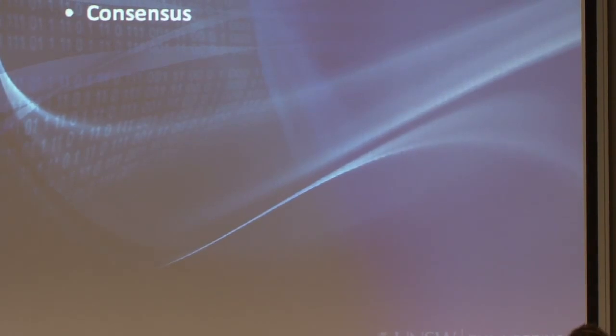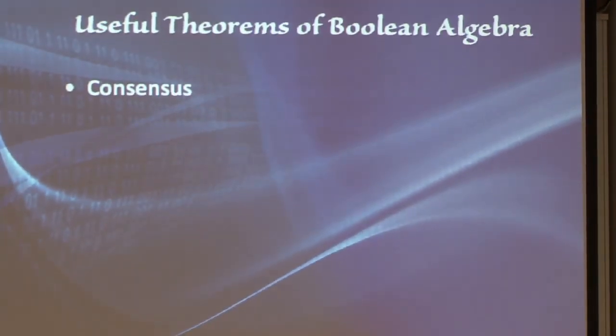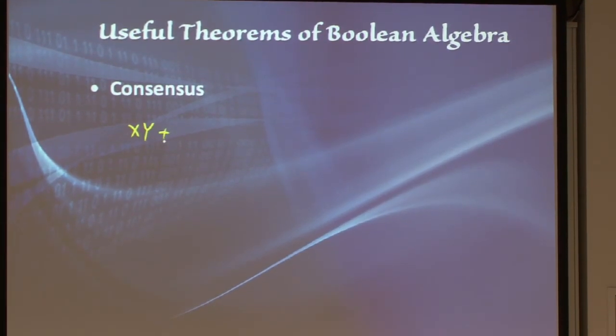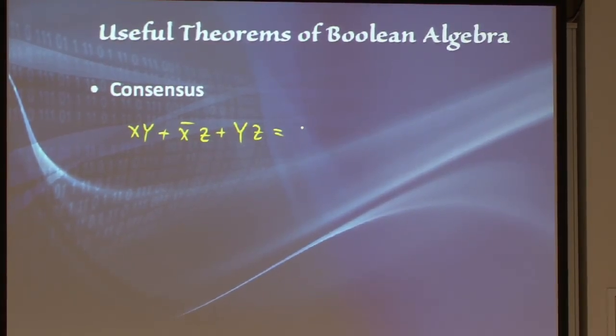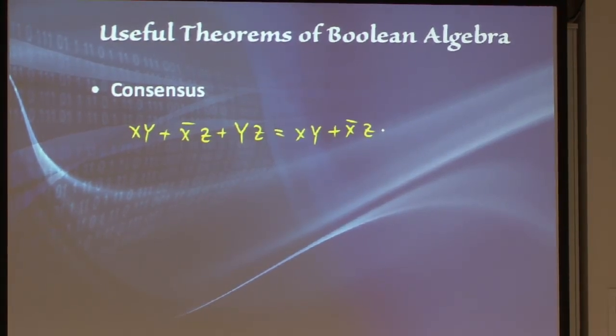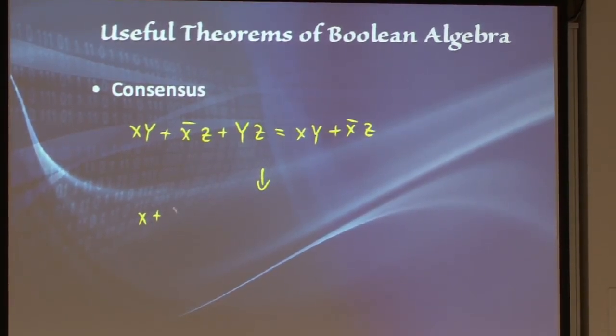Then we have a very fun one, not so obvious. If we have something like xy, not xz, or yz, we can actually get rid of the last term and get the identity xy or not xz. I will prove it in the next slide in a second. Just for completion, its complement, oh sorry, its dual, it's not the same as its complement.